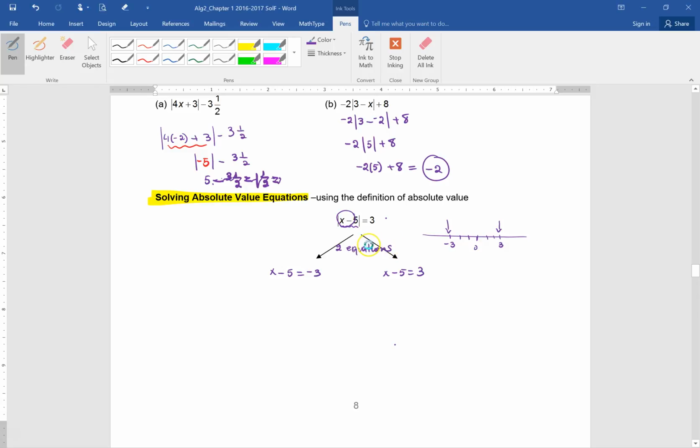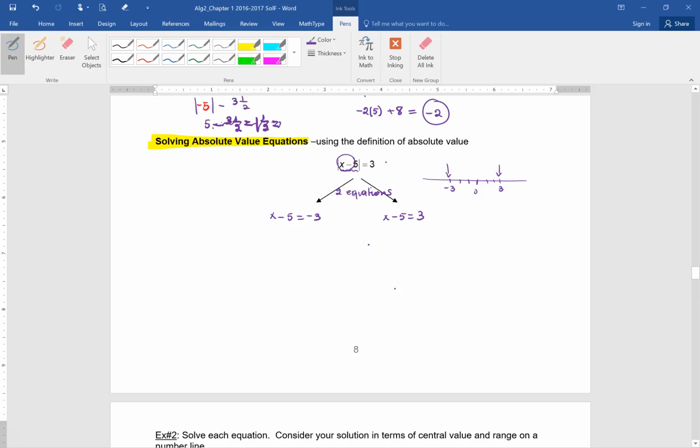Why in the first two that we did we only end up with one? Because those were not equations. This is now an equation for the first time, okay? So now I have two mini equations that I solve completely independently. What's key is you take what's inside the absolute value, you set one equal to the negative and one equal to the positive. Okay, so now I just add 5 to these.